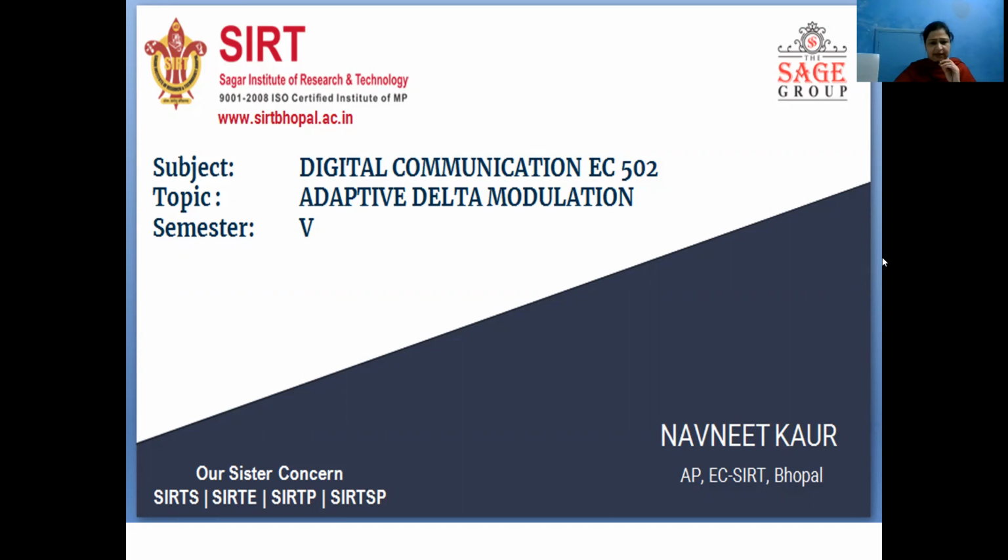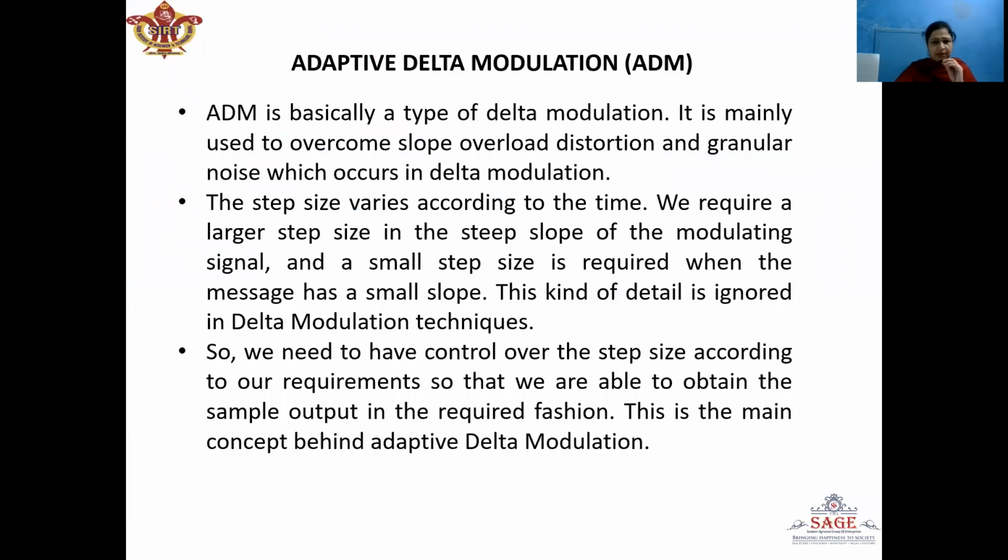And in the end, I will compare all the analog to digital conversion methods like PCM, DPCM, ADM, and delta modulation. Now, to start with the lecture, I'll start with the introduction to adaptive delta modulation. Adaptive delta modulation is basically a type of delta modulation.